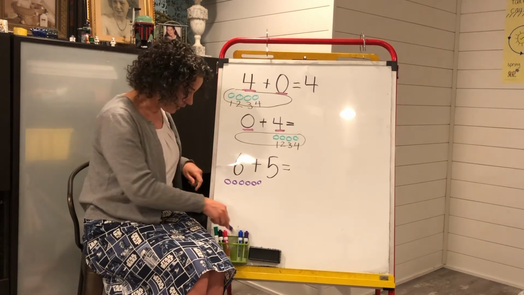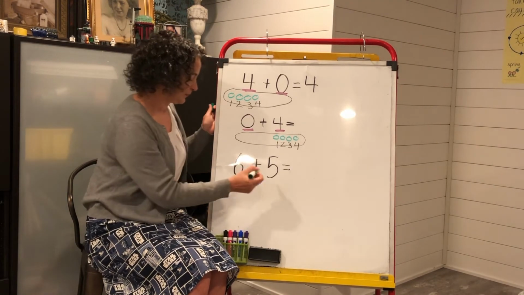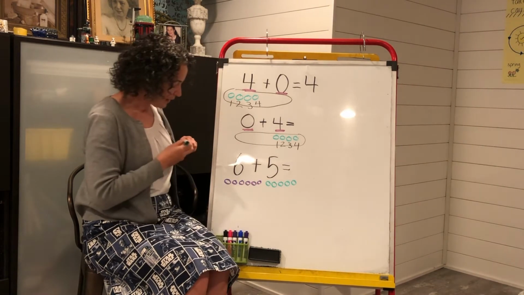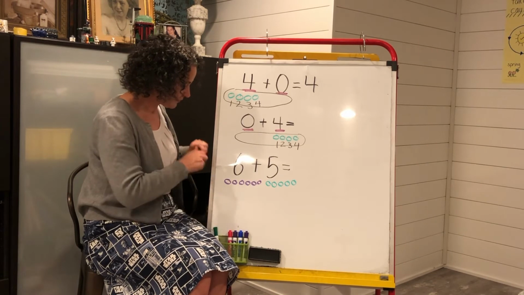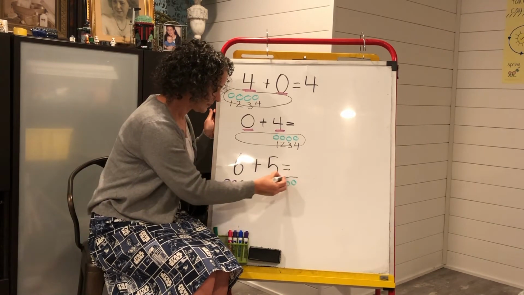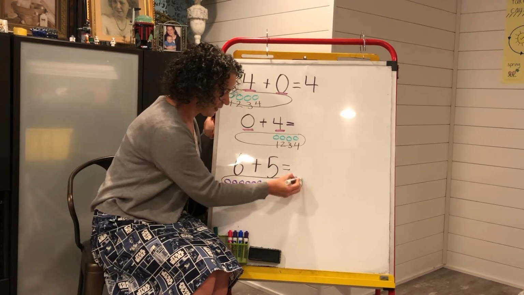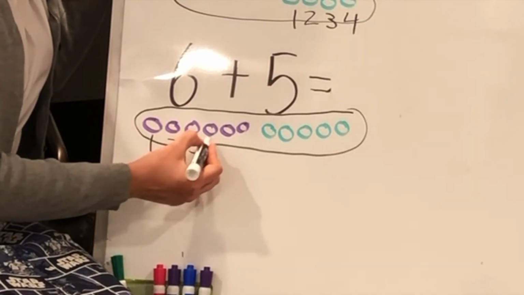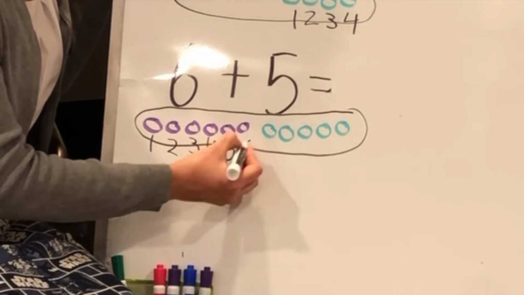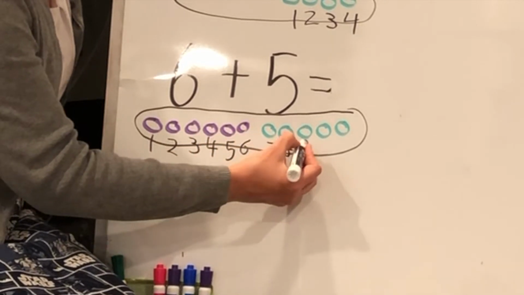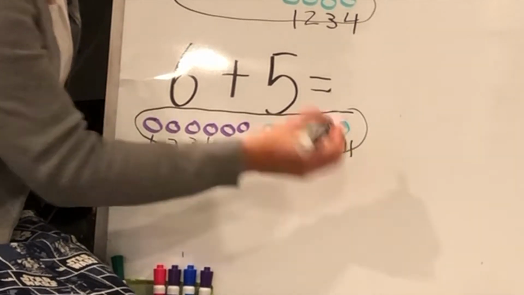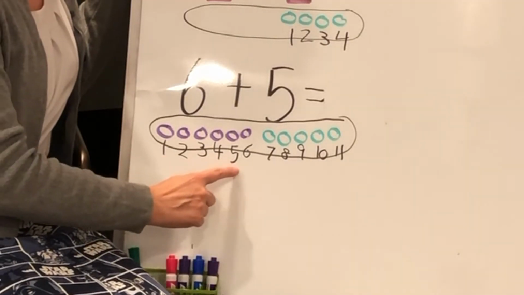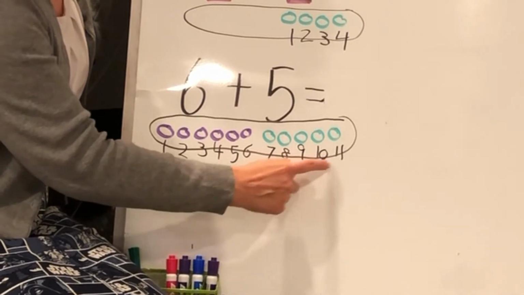And for 5, I need 5 counters. 1, 2, 3, 4, 5. And then, my friends, I'm going to circle the whole thing. And I'm going to count it up. Help me count. 1, 2, 3, 4, 5, 6, 7, 8, 9, 10, 11. Oh, big number. Help me count it. 1, 2, 3, 4, 5, 6, 7, 8, 9, 10, 11.